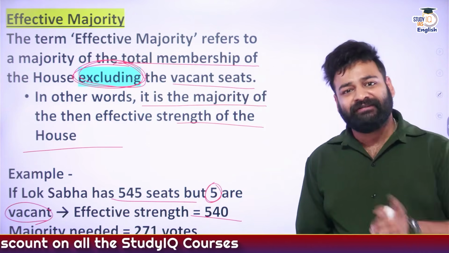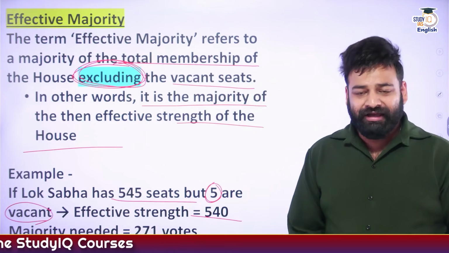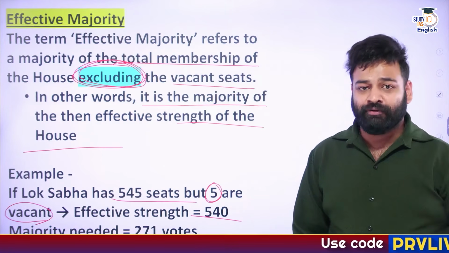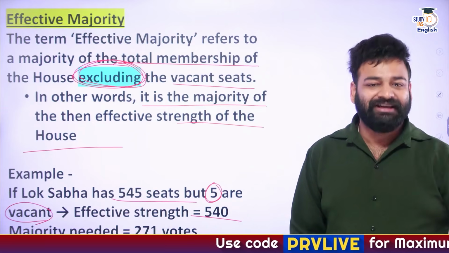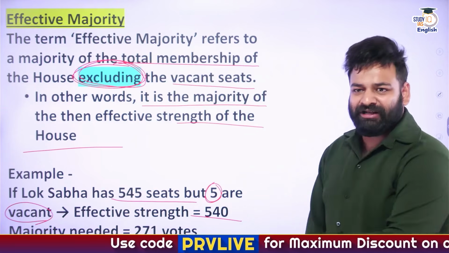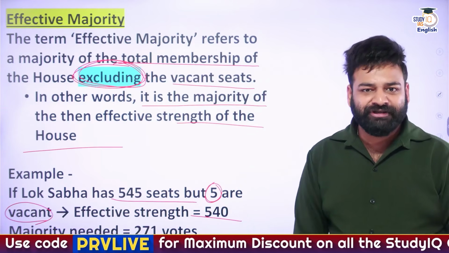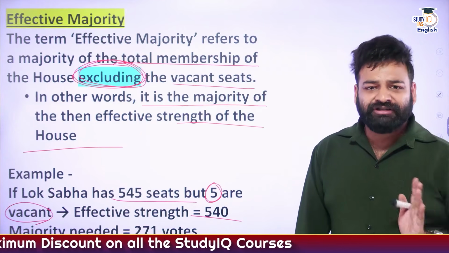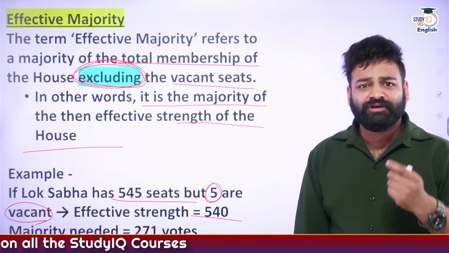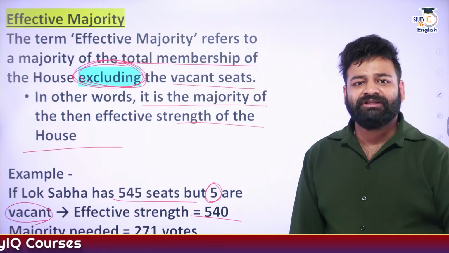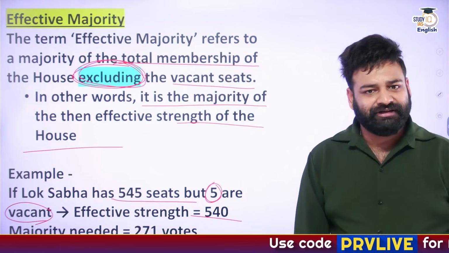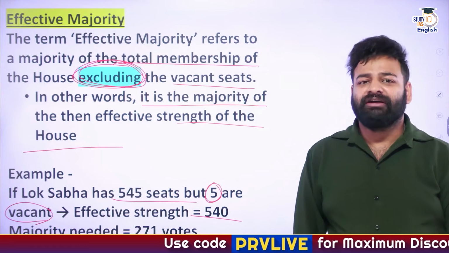So remember, the effective majority is the majority of the total membership of the House, excluding the vacant seats. Once again, the example: 545 total members, 5 are absent or vacant. What is the effective strength now available to us? 540. So the 50 plus 1 of 540 will be 271. This is the effective majority.